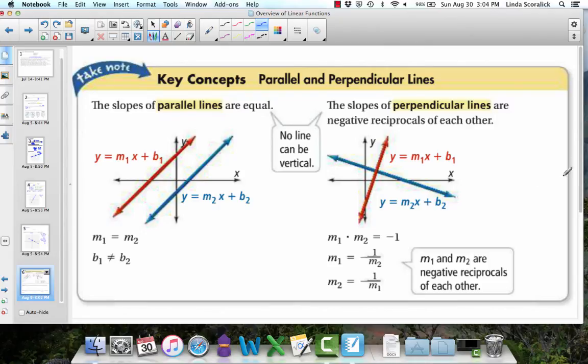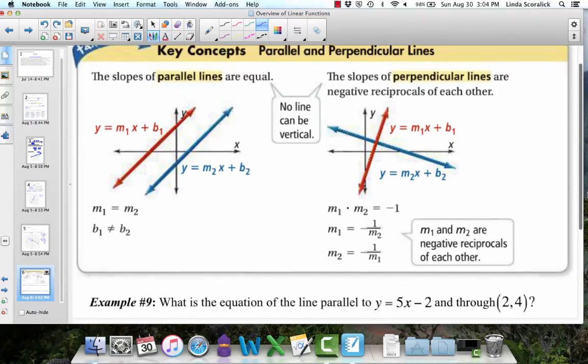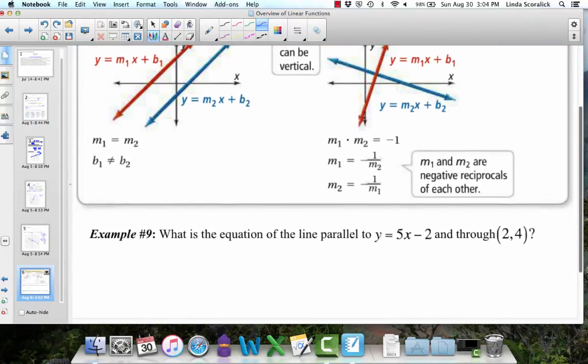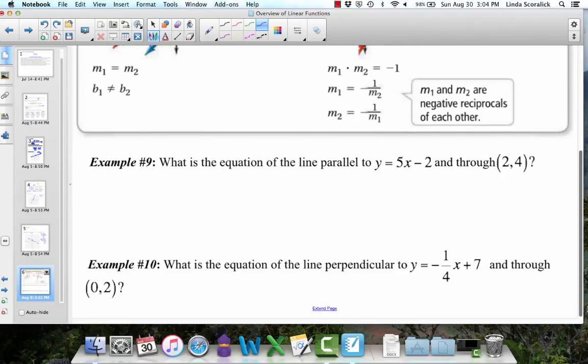It's important to understand here that no line can be vertical when we're talking about parallel and perpendicular lines. Kind of counterintuitive, because we know that vertical lines could be parallel, and a vertical line would be perpendicular to a horizontal line, but it's just part of the technical definition.